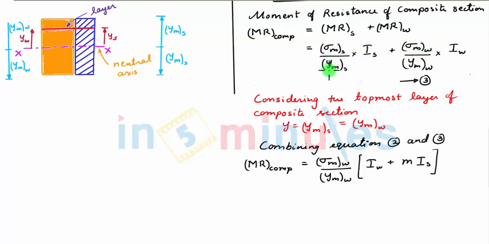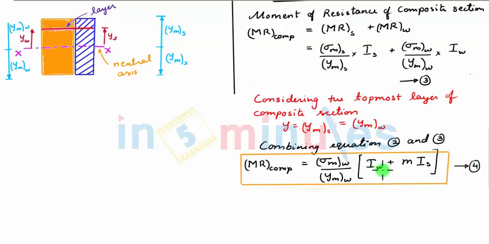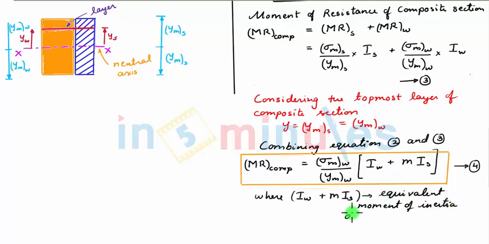Now since y max of steel and wood are the same, we take the common terms sigma max of wood and y max of wood outside, and we get this as IW plus m times IS. Now let this be equation number 4. So this is another important relation. In this, the term IW plus m IS is called the equivalent moment of inertia of the composite section in terms of wood.